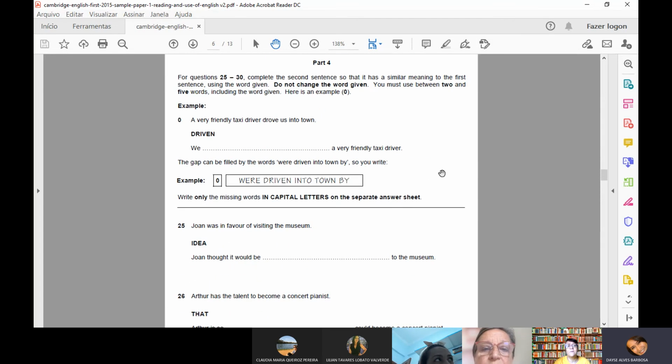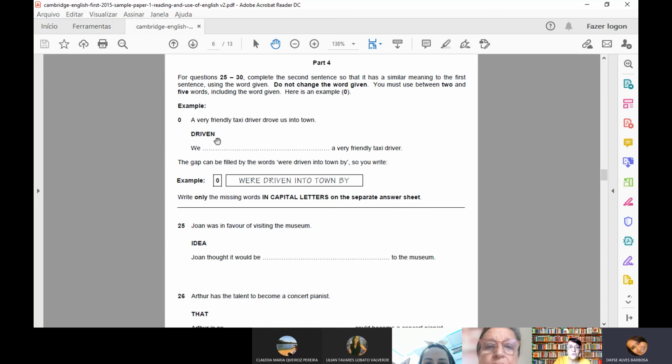Here we have sentence transformation. Sentence transformation is also hard, but if we study it appropriately, we're gonna ace that very easily, okay, because it's the use of the language. They have the original sentence here. Example, a very friendly taxi driver drove us into town. They want you, the candidate, to transform the sentence using the word driven and to make it have the same meaning as the original sentence. And they have here, do not change the word given.